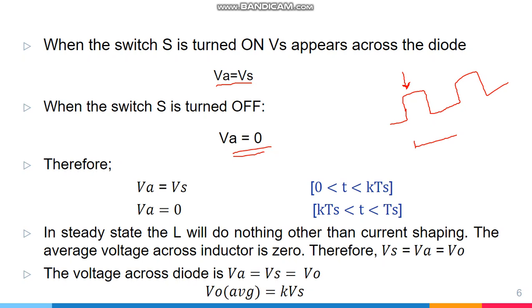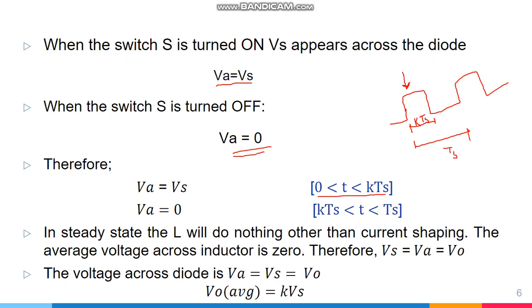If this is the complete time period Ts, and this is the time for which the switch is on, this is kTs. K is the duty cycle. It is either for 10%, 20% or 50% of the time that the switch is on.